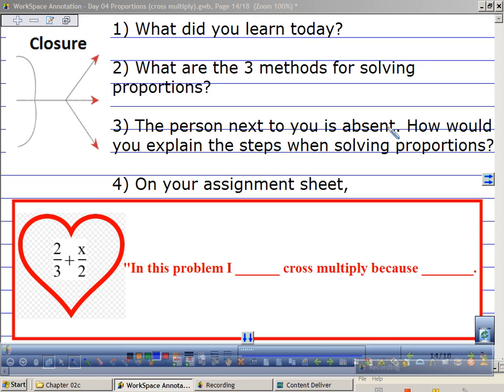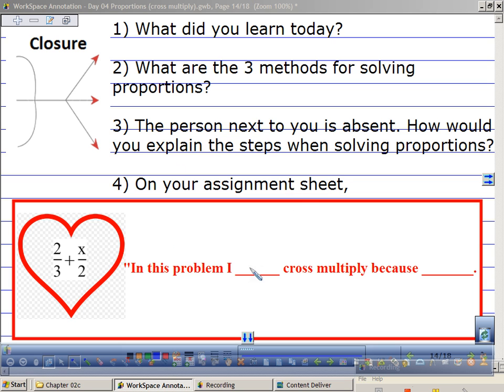The person next to you is absent. How would you explain the steps when solving proportions? Somebody raise their hand and tell me the steps. What's the first step? What do we do first, no matter what? Before that, factor and simplify, right? Then what do we do second? Look for a relationship. If I don't see a relationship, what do I do third? Cross multiply. That's it.